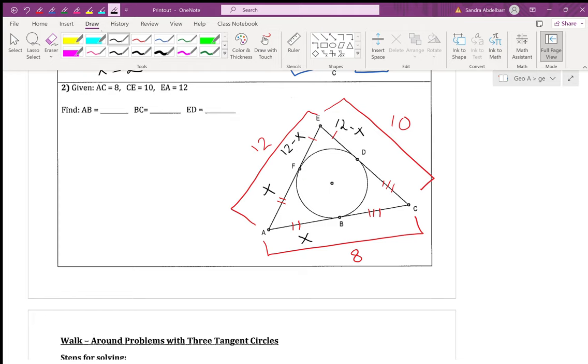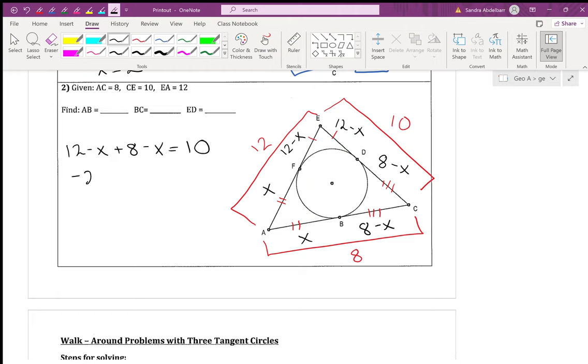I'm jumping back now to AC. Again, if AB is X, then BC is 8 minus X, which means DC is 8 minus X. If you chose X on AB, which side are we going to use for our equation, Caleb? EC, you got it. We're going to have 12 minus X plus 8 minus X equals 10.